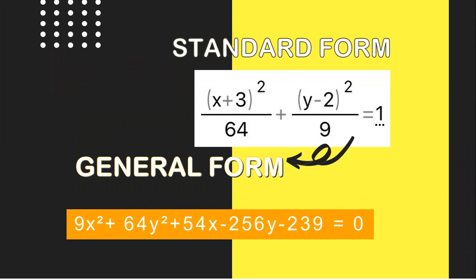From the standard form, the quantity of x plus 3 squared over 64 plus the quantity of y minus 2 squared over 9 equals 1, we now have the general form, which is 9x squared plus 64y squared plus 54x minus 256y minus 239 equals 0. Now, your turn!